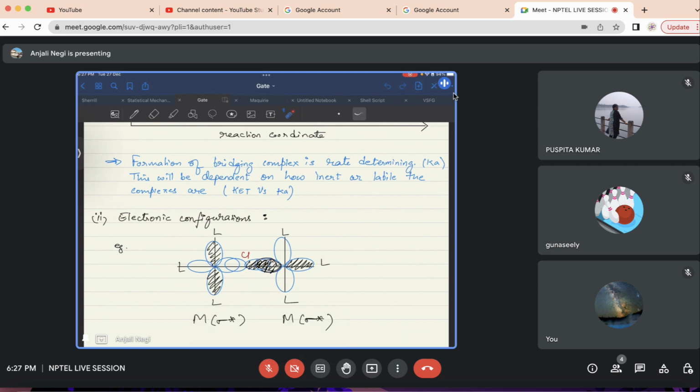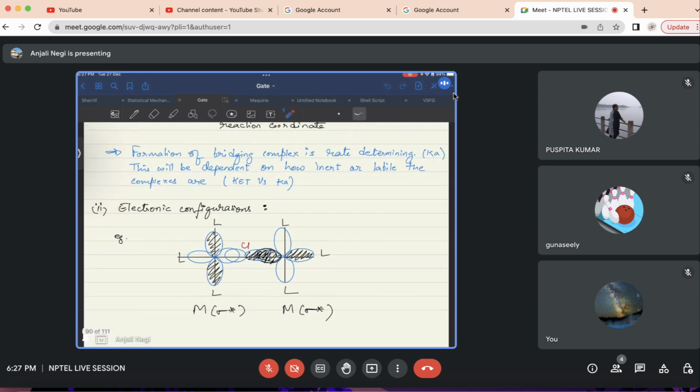This will depend on how inert or labile the complexes are. So K_ET versus K_a. So electronic configuration. Here is the point that I was telling you, that the electron transfer from eg to eg is slower in comparison to t2g to t2g. So if you look here, this is a metal, this is another metal, and we have ligands distributed like this, 1 2 3 4, and this is my chlorine bridging between these two metals.